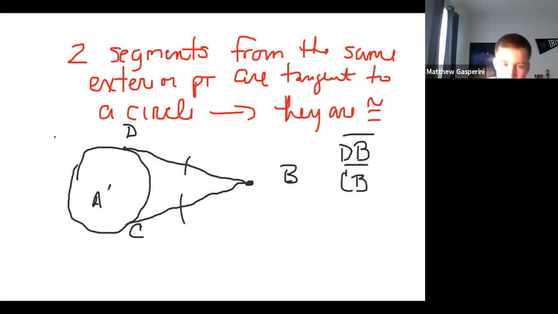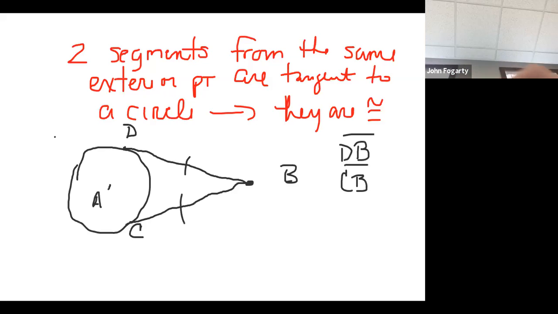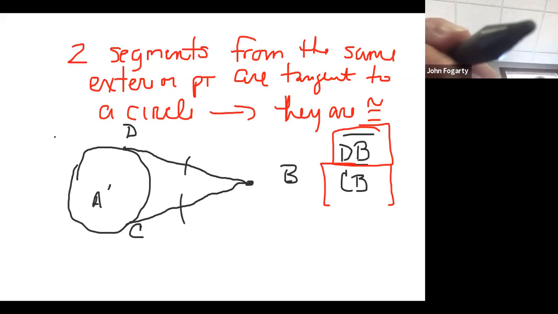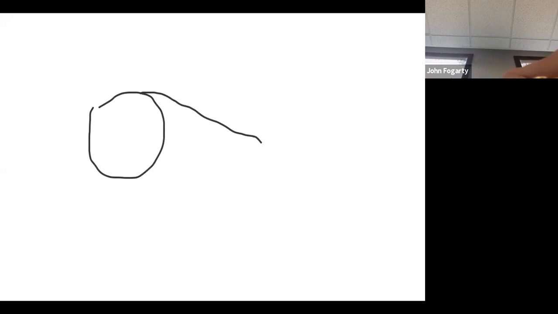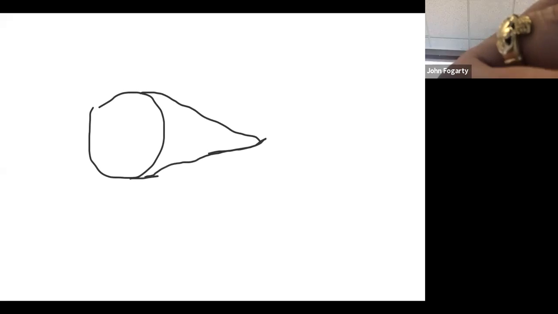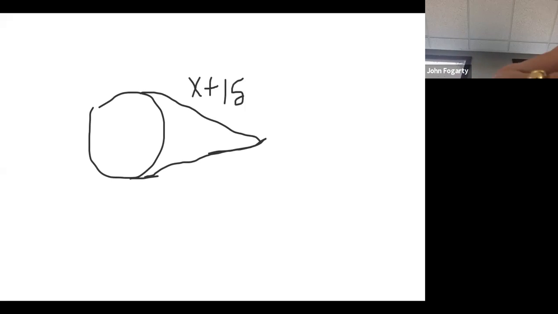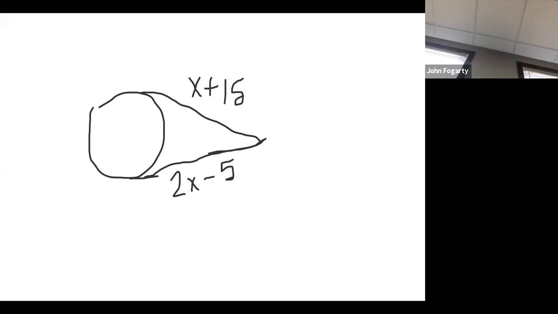Yeah. All righty. So as long as these two segments are both tangent to the circle and they come from the same exterior point, they will be equal. So now we can do all sorts of problems. So I give you a picture, looks just like the one we just had, right? And I tell you this is x plus 15, and I tell you this is 2x minus 5, and I say to you, what's the value of x?